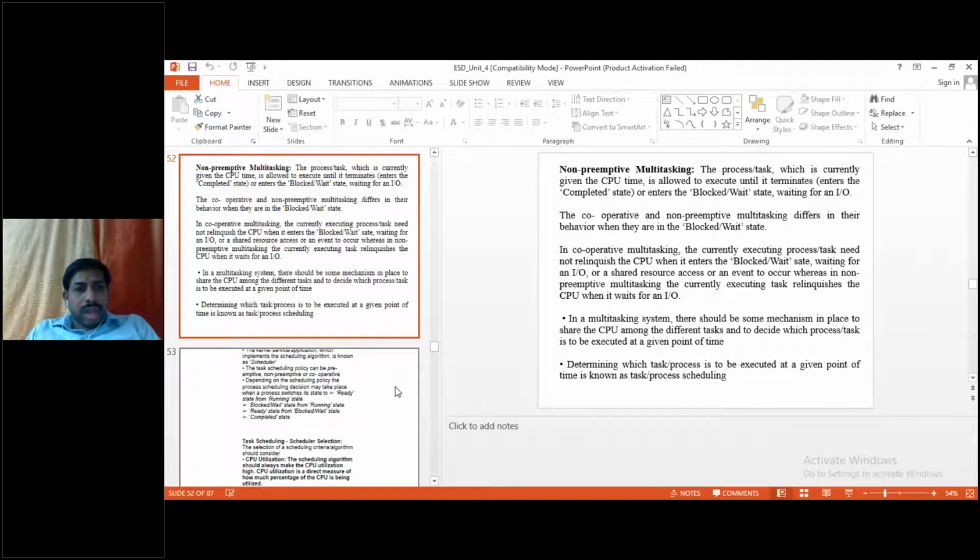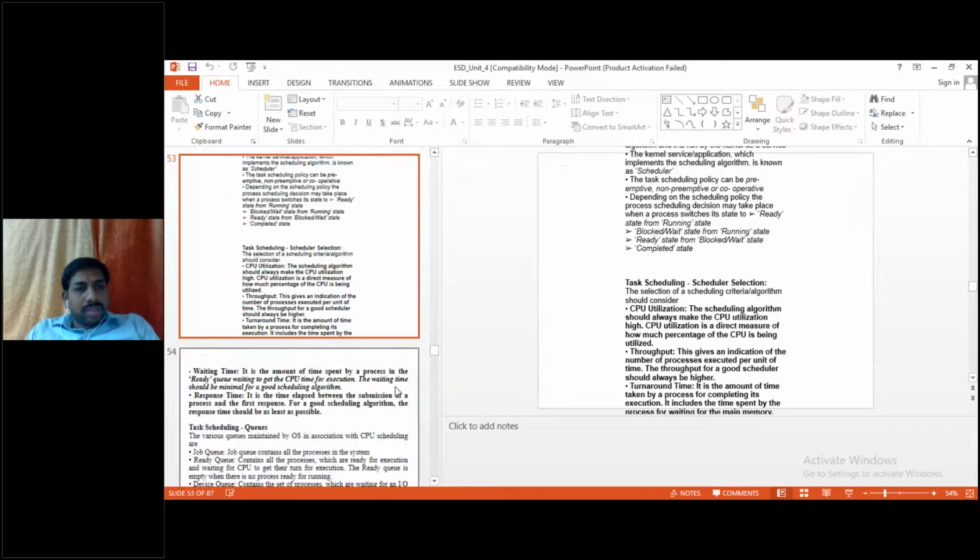Determining which process or task is to be executed at a given point of time is known as scheduling. So we have to do task scheduling. The purpose of task scheduling is to decide which task or process is to be executed in which order. The advantage of task scheduling is that CPU utilization is increased, throughput, the number of processes executed per unit of time, will be more, and turnaround time, the amount of time taken by a process for its execution, will be less.